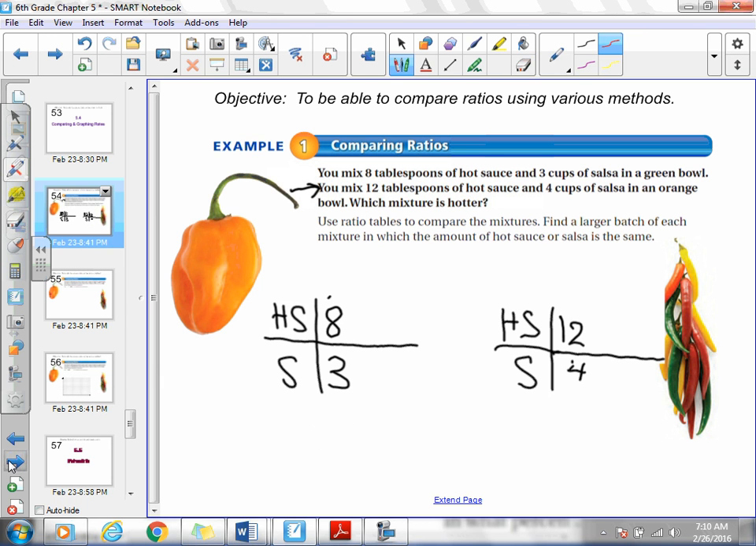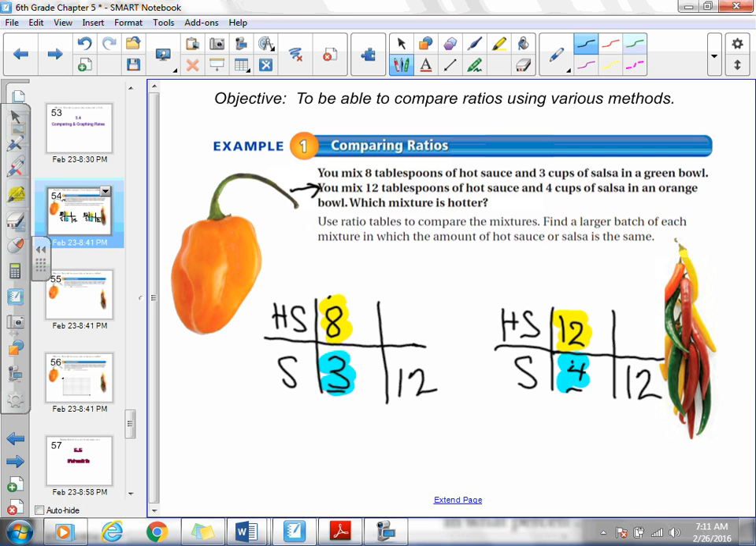Which is spicier? So we're going to use the approach of finding a recipe that has the same amount of salsa or the same amount of hot sauce in both recipes. So I'm just going to look at my hot sauce numbers and I've got my salsa numbers. If I look at those salsa numbers, I can see that I could make a batch with 12 cups of salsa because 3 and 4 are both factors of 12. So our goal is to get the same amount of one ingredient in each recipe. So we're going to go for both recipes being made with 12 cups of salsa.